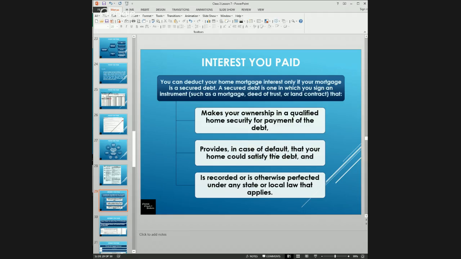So what this is saying is that you cannot deduct interest that is not secured by your home. So if you have a credit card, even if you make purchases on that credit card that are associated with the house, you put in a new garage door or something like that, you would not be able to include that interest as an itemized deduction.